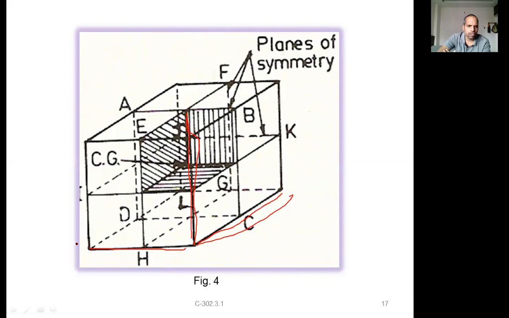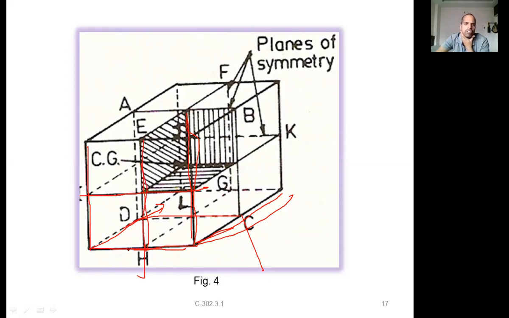Or you can say if you take this side as x, y, and this is the z direction, another direction, it is a three-dimensional body. For this one, this is the center point. For this one, this is the center, and for this one, this is the center line. For this one, this is the center, and for this one, this is the center.